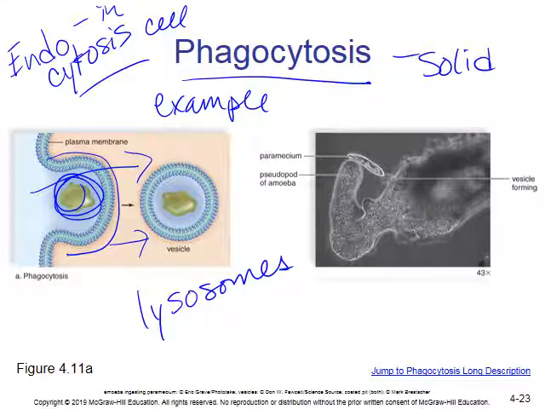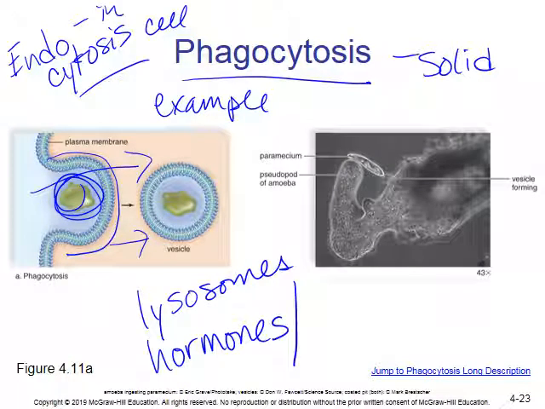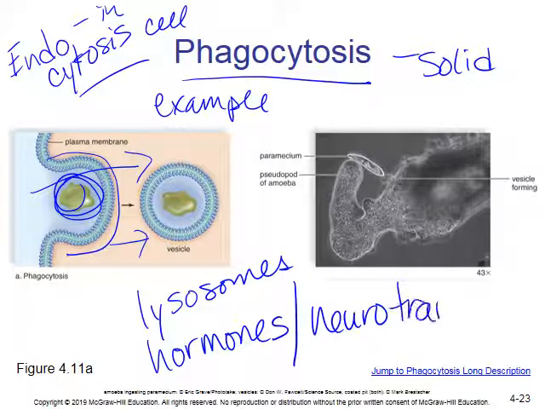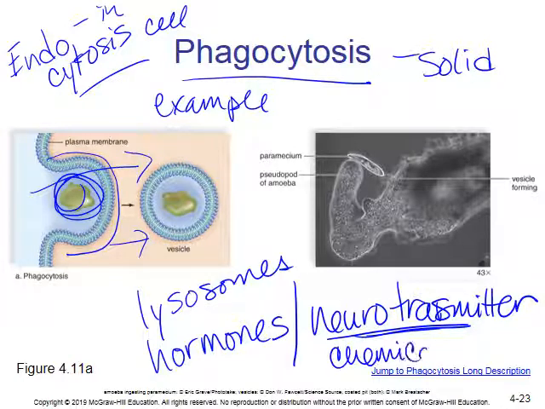Sometimes we're going to do this with hormones. Sometimes we could do this with neurotransmitters. I couldn't get the word out. So these are the chemicals that help neurons work, right? That signal neurons. So chemical signals.